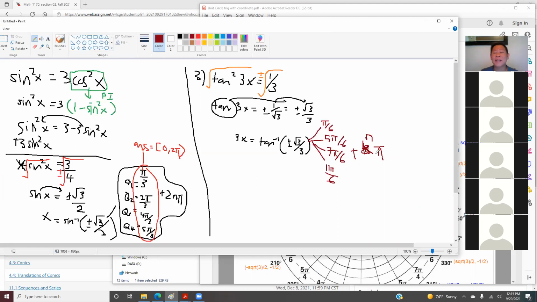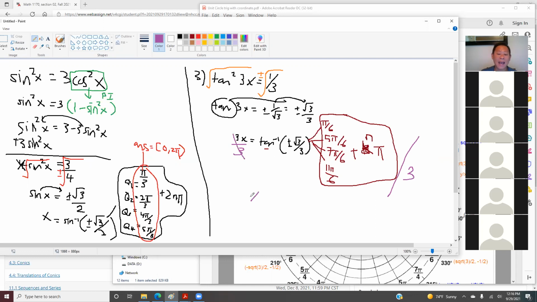The reason why you're using n pi here is because tangent has a period of pi. Sine and cosine have a period of 2 pi, so the one that we did before was 2n pi because it was sine. So this is n pi. Unfortunately, if you write your answer like this, you will get it wrong, because you're not solving for x. This is 3x. So what we need to do here is divide everything by 3.